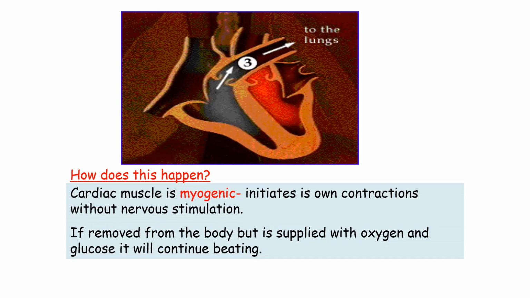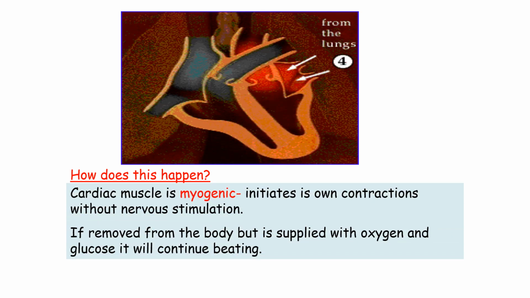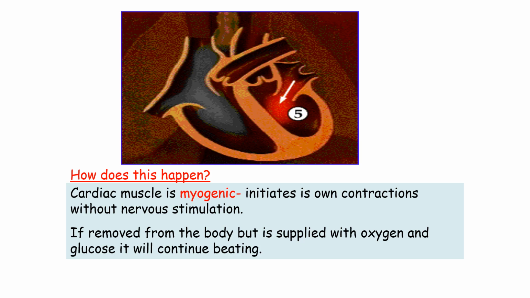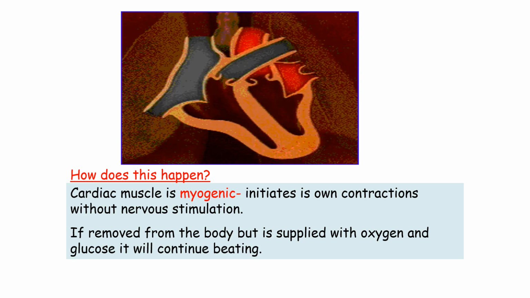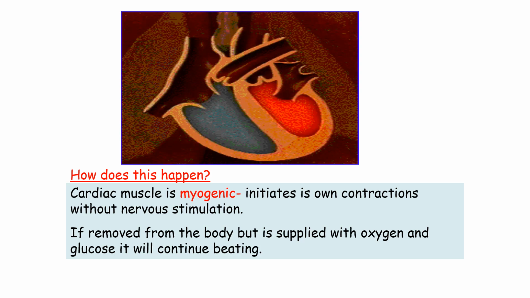Today we'll be looking at controlling the heart rate from year 2 of A-level biology. You need to know that the heart is what we call myogenic, and this means that the cardiac muscle is able to initiate its own contractions without nervous stimulation. So it will beat approximately 70 beats per minute, but obviously the nervous system can speed or slow this down.